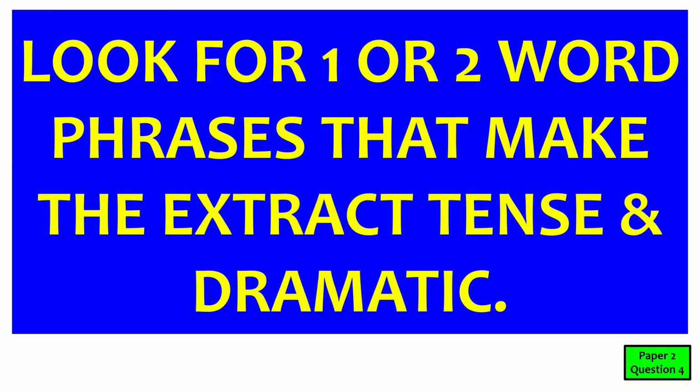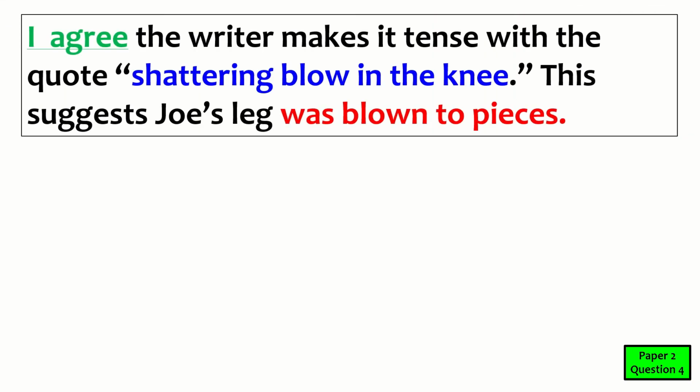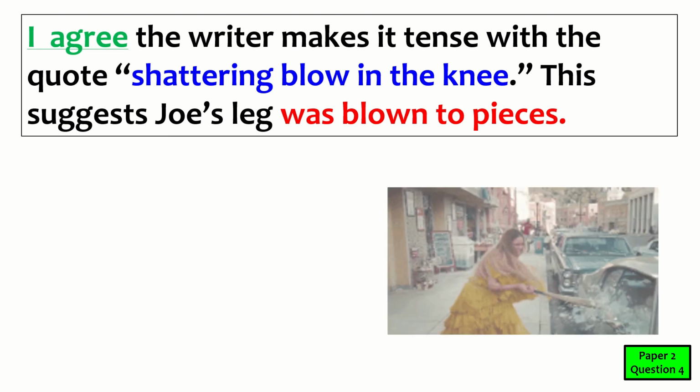So you can look for 1 or 2 word phrases. Again, it's going to be very rare that you copy out a couple of sentences as a quote. So just look for 1 or 2 word phrases. So the quote is, he broke his leg and it was a shattering blow in the knee. So I've zoomed in on shattering and I've put, I agree the writer makes it tense with the quote, shattering blow in the knee. This suggests Joe was blown to pieces. So I've put shattering blow in the knee there, but I could have just put shattering.